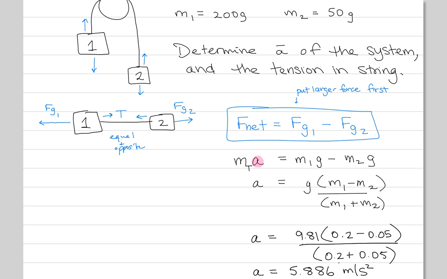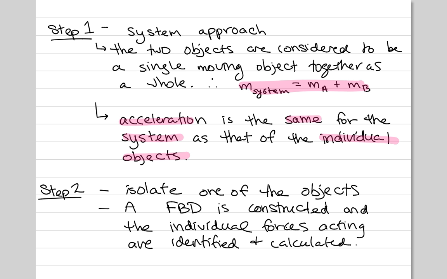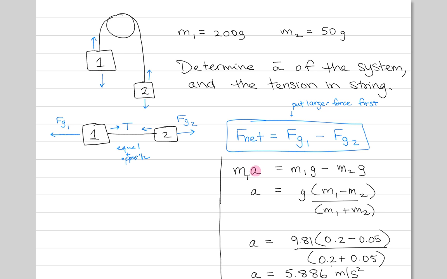So I'm just going to give it about a minute to make sure everybody's got their calculation. Any questions so far? Okay, and I'm not too worried about sig digs at the moment. Now what we're going to do is step 2. What does step 2 in the notes say? Isolate one of the objects, and then a free body diagram is constructed and the individual forces are identified and calculated. So let's pick one of the objects. Which one do you want to pick?